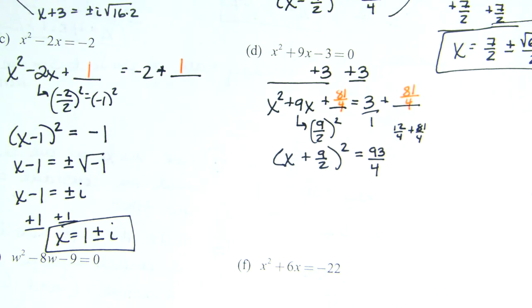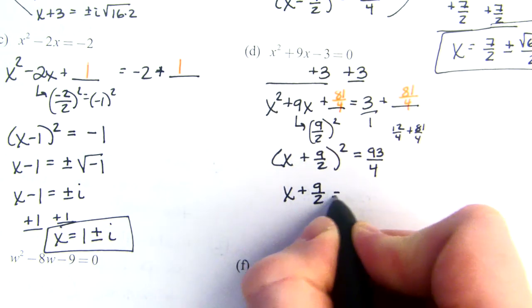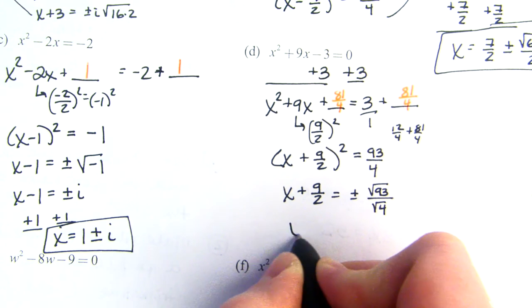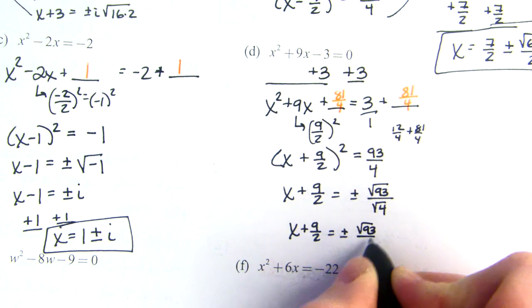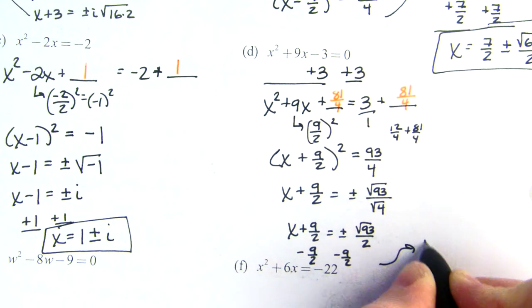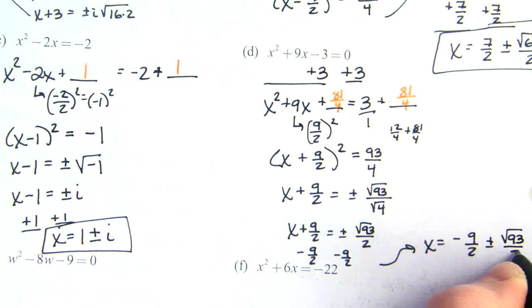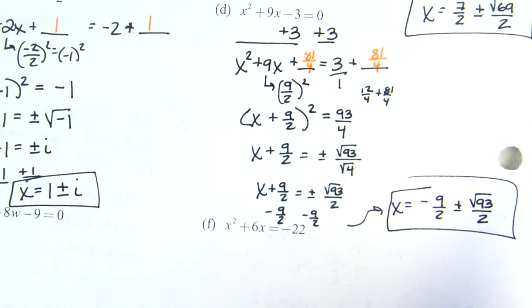This is going to end very similar to how we did letter B. You get x equals negative 9 halves plus or minus root 93 over 2. Two more.